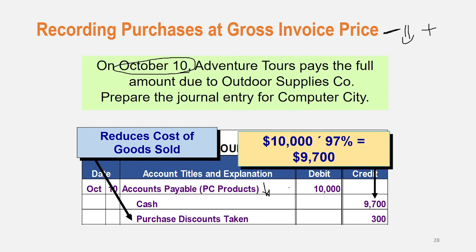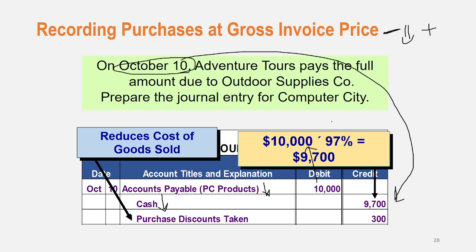But how did we pay in reality from the cash? In reality, from the cash, we paid the amount after discounts because we paid in the discount period. So because we paid in the discount period, we pay the amount after discounts: 10,000 multiplied by 97%.